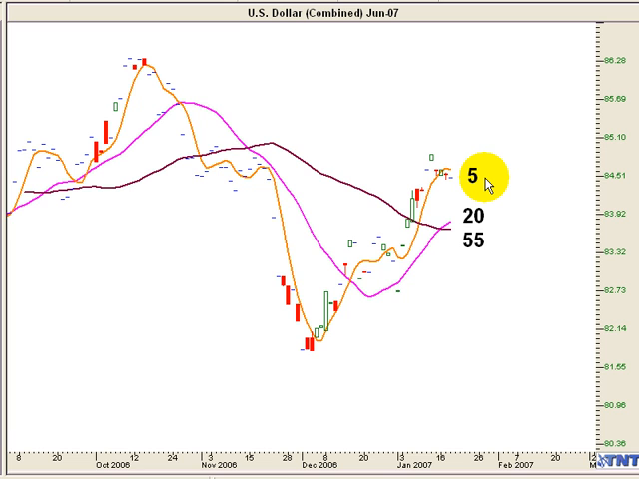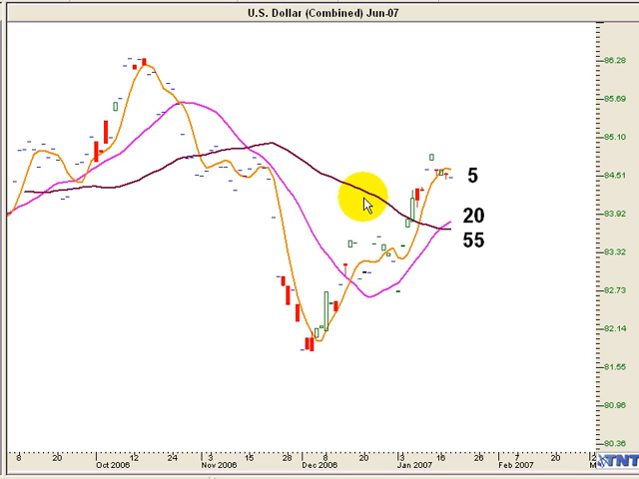The 5-day moving average represents the last 5 trading days, or gives you an approximation of the weekly trend. The 20-day moving average approximates the monthly trend, as there are approximately 20 trading days in a month, and the 55-day average approximates the quarterly trend.